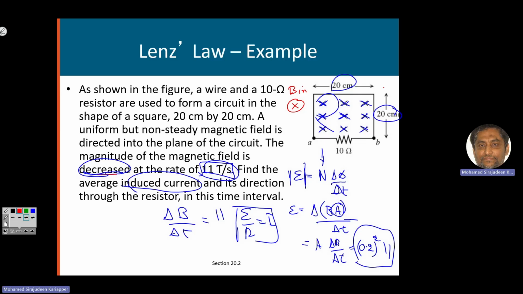Okay. Outside magnetic field is in and decreasing. How can I challenge it, cancel it? I should provide an induced magnetic field in, so the change is cancelled. Okay. Are you all okay with me? No. No.